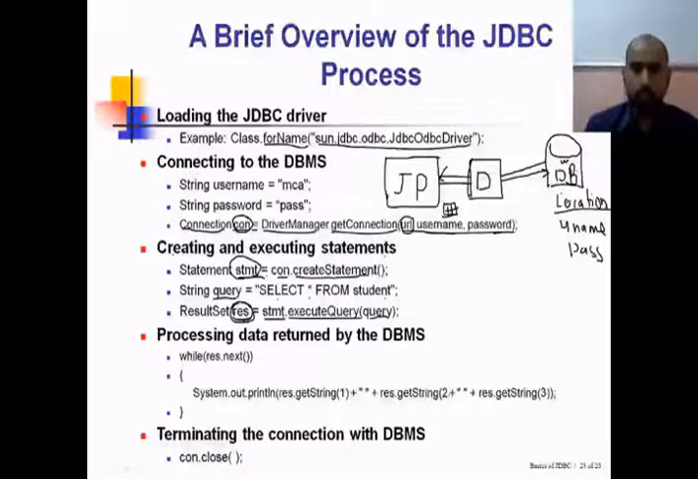Now we have executed the query and we have got a result back in the Java program. The next step is processing the data returned by the DBMS. Once you have got the result from the DB into your program, you have this result and you want to display it. Suppose you want to display the result on the screen. How can you display that result? That is called processing the data returned by the DBMS.